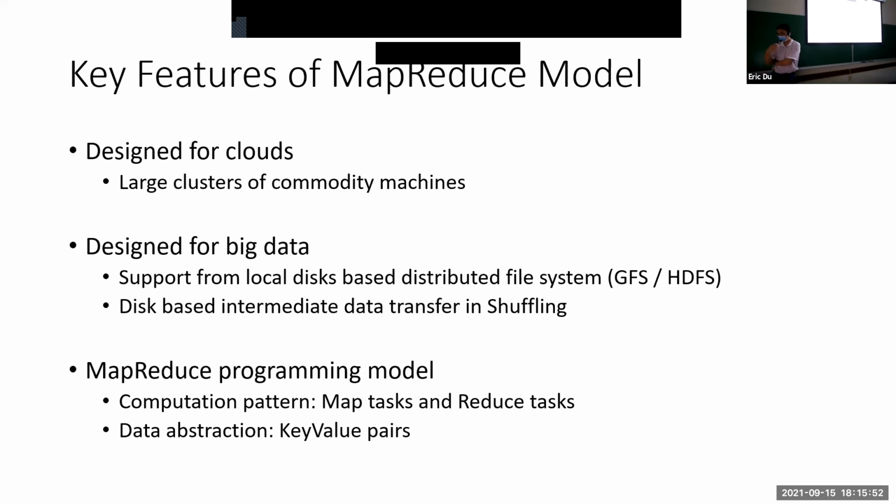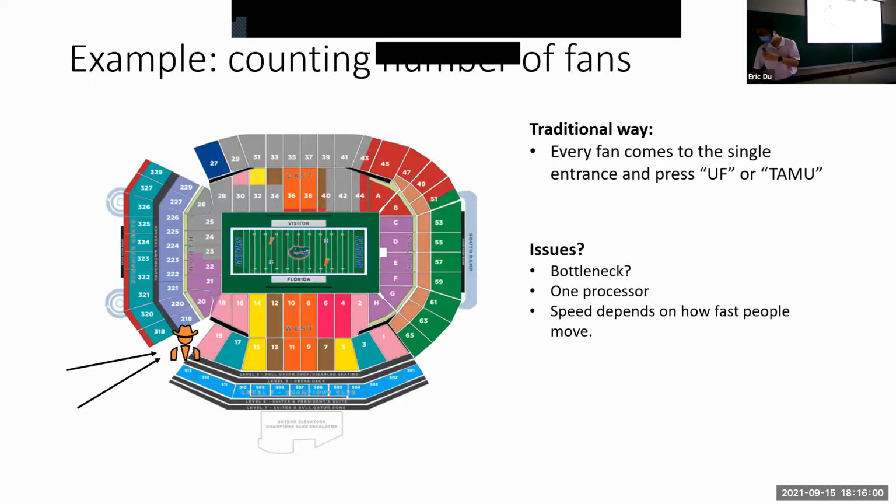MapReduce programming model. So it basically has map and reduce. I know this is very abstract. Let me give you an example. This is the stadium. So now let's say we are having this game between UF and Texas A&M. Is Texas A&M still playing UF? Okay, yeah, they are playing. Now, let's say I'm very interested in knowing how many fans are supporting A&M and how many fans are supporting the Gators. Now I place this person at the gate, and whenever this is A&M, I click here. Whenever this is UF, I click here.